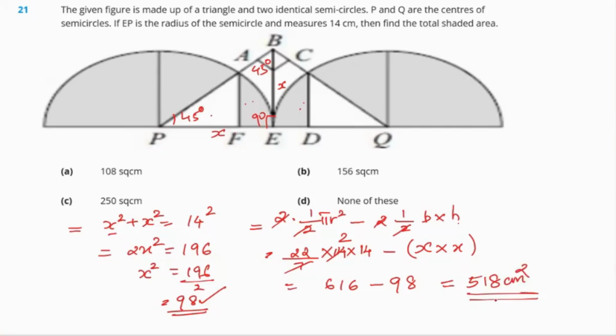This is the area of the shaded region, but this is not matching with any of our options like 108, 250 or 156. So the correct option is option D, that is none of these.